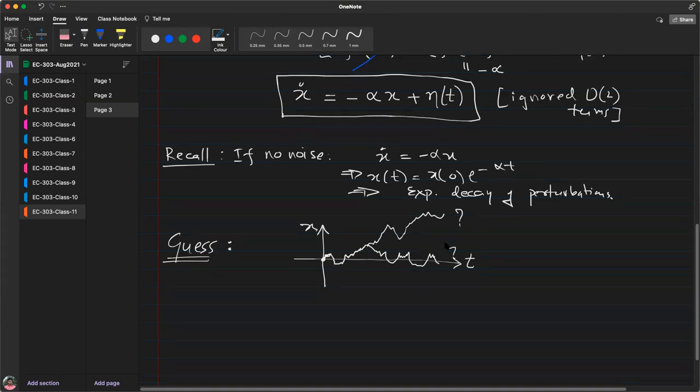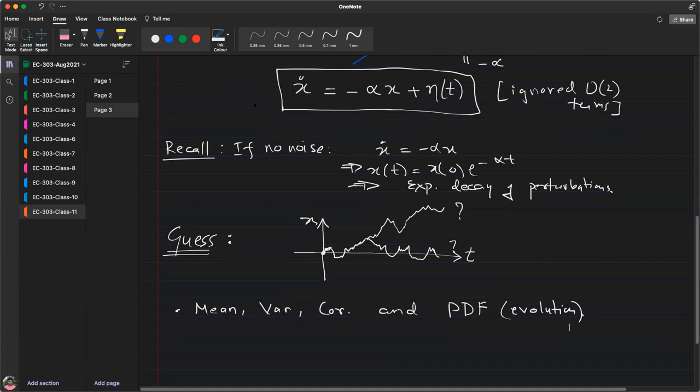So let's now understand this a bit. Again, remember, what all should we understand about a stochastic process? Mean, variance, correlations, and finally, the PDF evolution. So we must understand all this. Okay, let us see what happens. Now here is the equation. The rate of change is minus alpha x plus eta t.